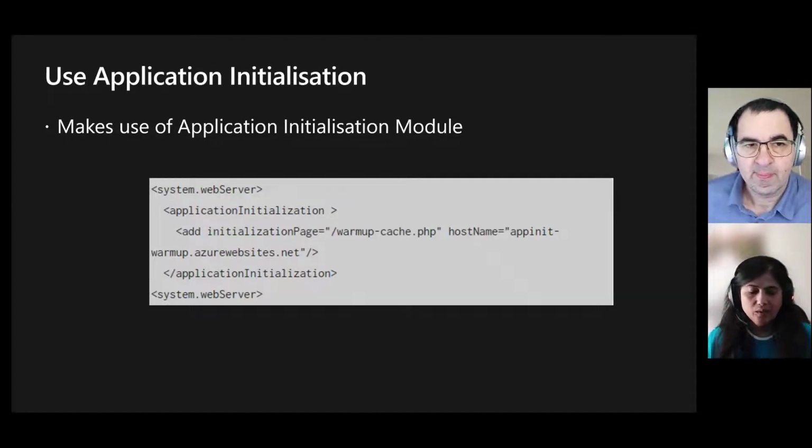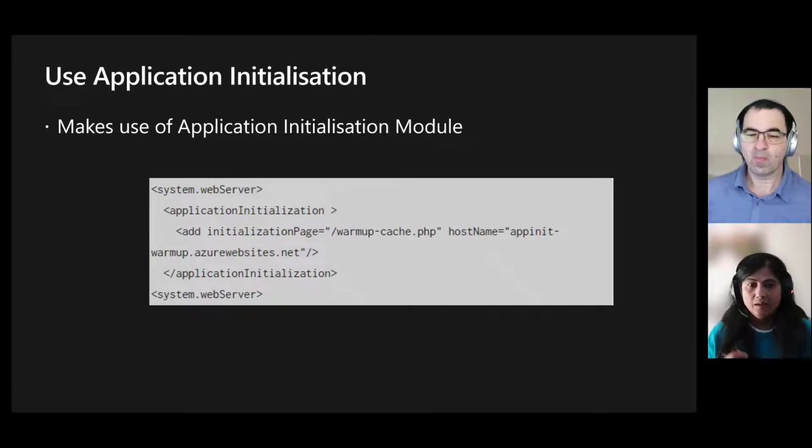So another thing that we can do is make use of application initialization. We talked about the deployment slots, right? Now during that swap operation, the web app's worker process may get restarted. The reason it gets restarted is because there are some settings which need to take effect. So for that, the worker process will get restarted.